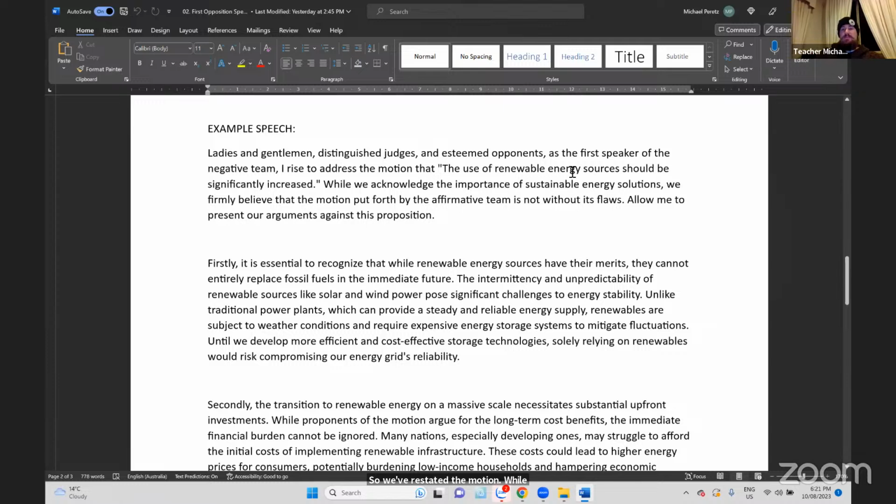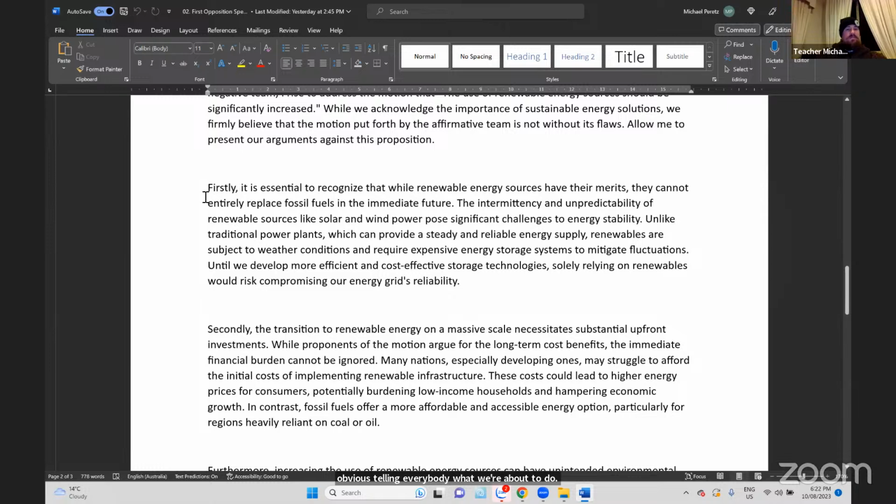While we acknowledge the importance of sustainable energy solutions, we firmly believe that the motion put forth by the affirmative team is not without its flaws. So we're acknowledging that, yeah, they raise a good point, but there's a lot of problems with it that they haven't mentioned. So we're going to mention these problems. So you believe us more than you believe the proposition team. So allow me to present our arguments against this proposition. So we have here now again being really obvious, telling everybody what we're about to do.